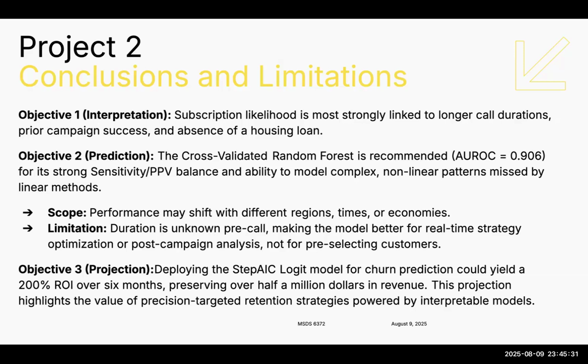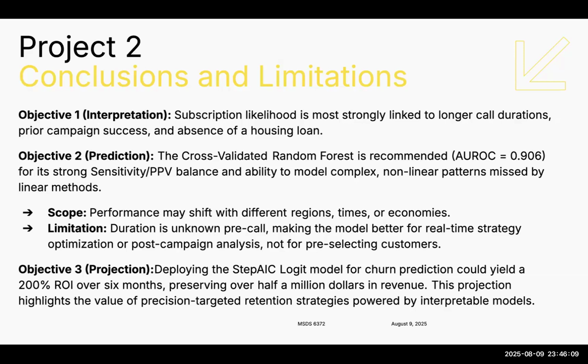For objective 2, which is our predictive model, we noticed that the cross-validated random forest model was really good. It had an area under the ROC score of 0.906, and that's our final choice for prediction. It had a really strong sensitivity-PPV balance. It can model complex non-linear patterns that linear methods might miss. It is a robust approach that captures interaction effects without requiring any sort of manual specification.